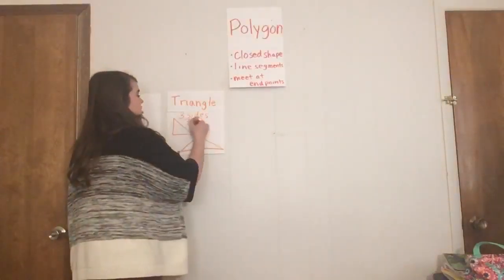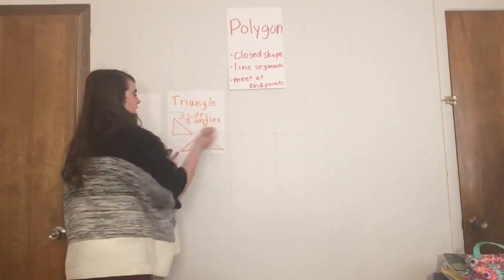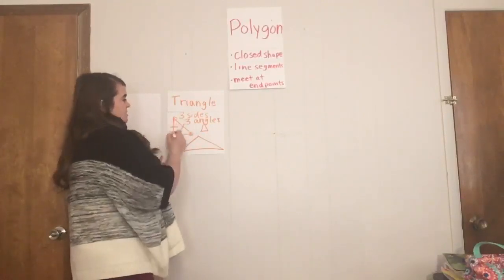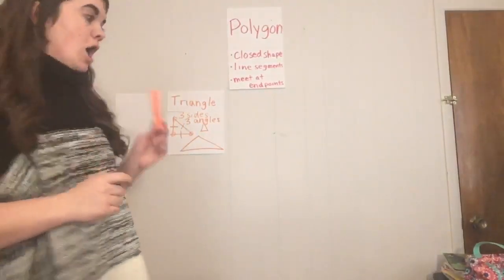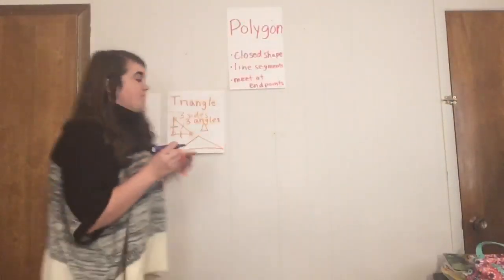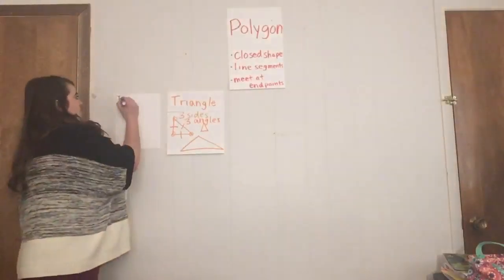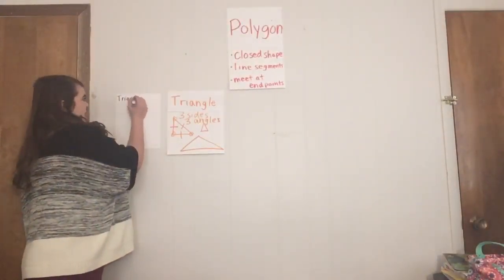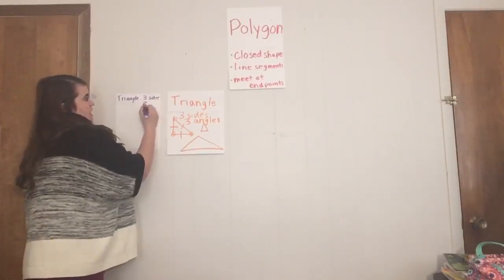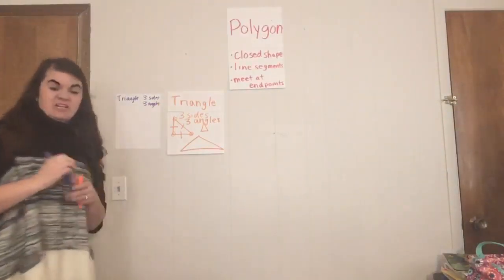How many angles does this have? It has 3 angles. Okay, because look, we have 1 angle, 2 angle, 3 angle. 1 side, 2 side, 3 side. On your extra paper over here, I would write triangle, 3 sides, 3 angles. That's going to help you later on in your assignment, okay?